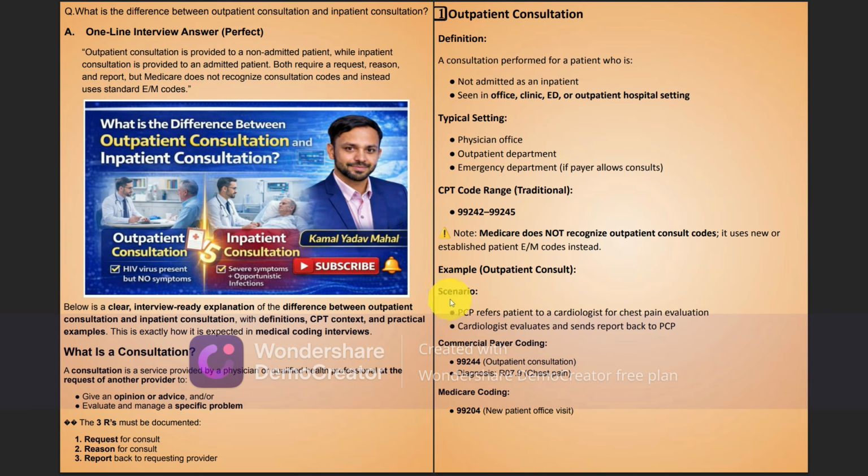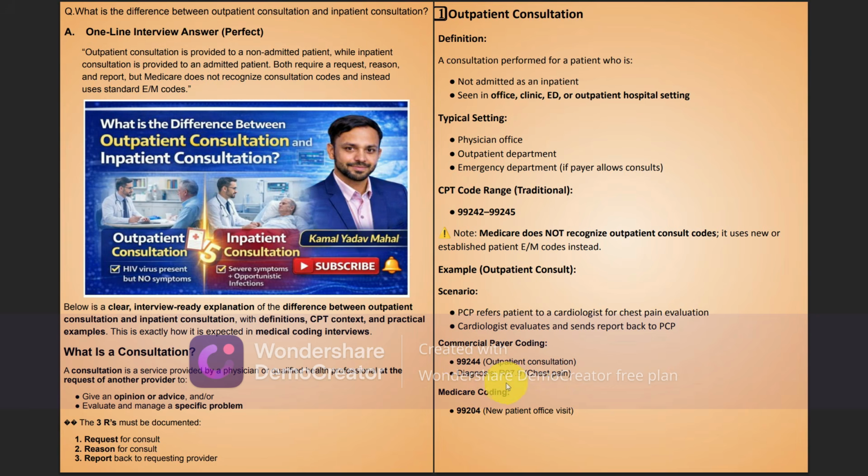Example outpatient consultation scenario: the PCP, primary care physician, referred a patient to the cardiologist for chest pain evaluation. The cardiologist evaluates and sends the report back to the PCP. For a commercial payer, we use 99244 outpatient consultation.